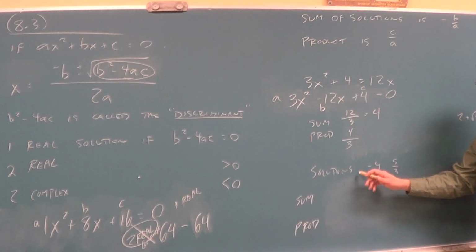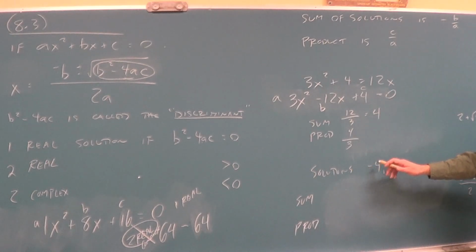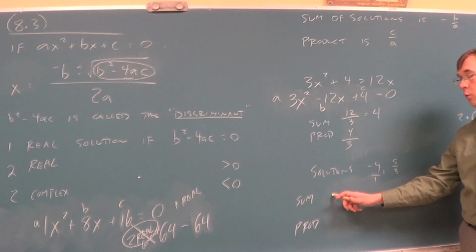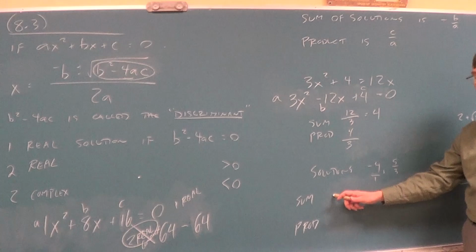So for this, if they say the solutions to the equation are negative 4, which is like negative 4 over 1, and 5/3, what we would want to do is figure out what is their sum. Sum means add.